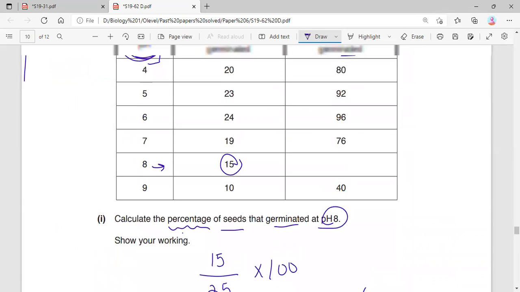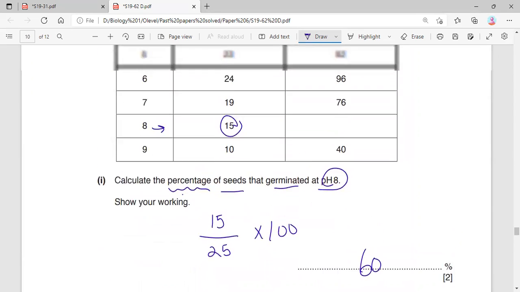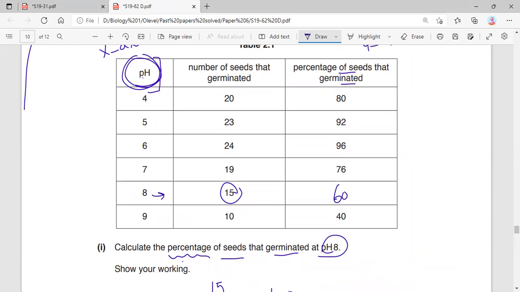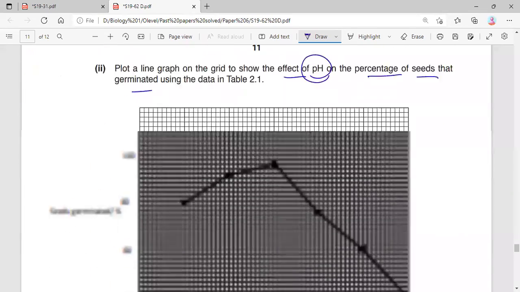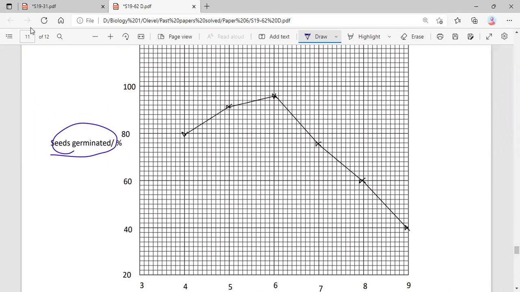For the percentage, what was the number? It was 60. The smallest number is 40. The largest number was 96. So what is the scale that I will put? What's the scale that I should put here? What will the scale be?